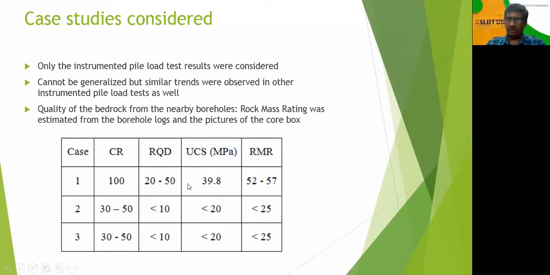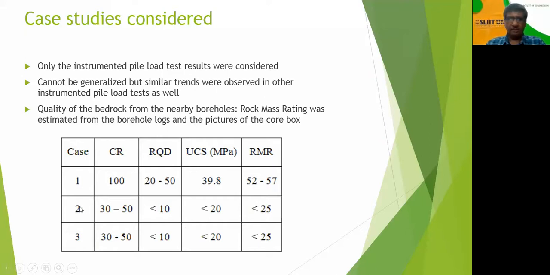So based on the rock cores that were developed, we approximately determine the RMR. Using the rock core, you cannot determine the RMR value correctly, but you can determine the approximate RMR value, right? So if you determine it for case 1, it comes to between 52 and 57, right?